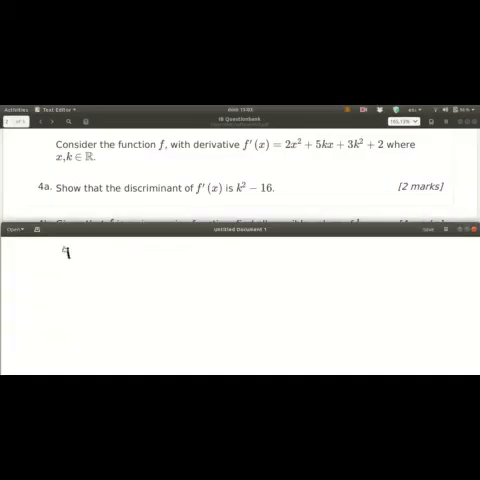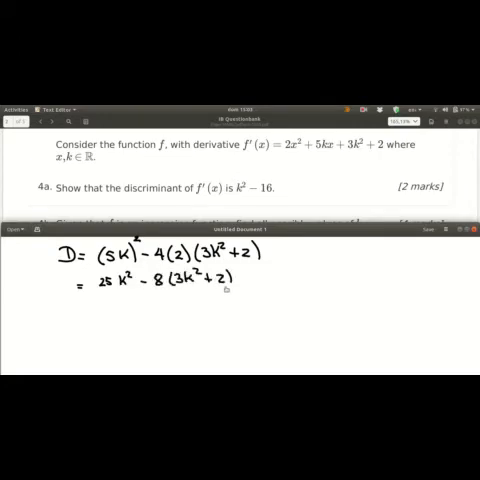Consider the function f with derivative f prime of x equal to 2x squared plus 5kx plus 3k squared plus 2, where x and k are real numbers. Show that the discriminant of f prime of x is k squared minus 16. For this expression, notice that the coefficient a is 2, coefficient b is 5k, coefficient c is 3k squared plus 2. Plug in those numbers into the discriminant and then simplify.